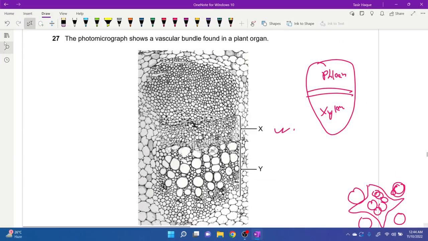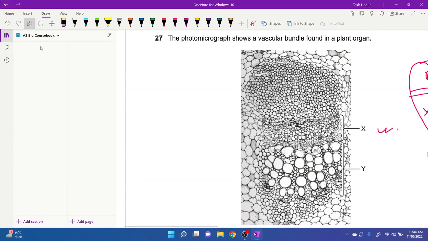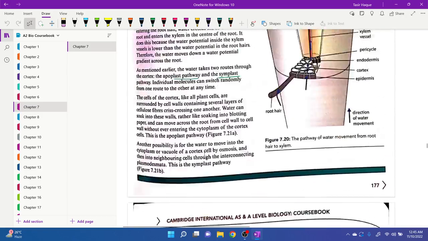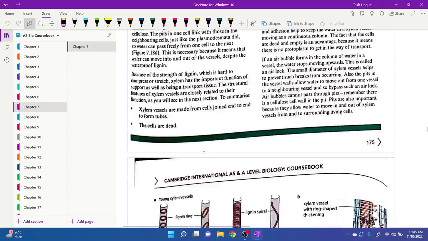If you want more details, it's in chapter 7. Honestly, the worst chapter. I used to hate this when I was a student.